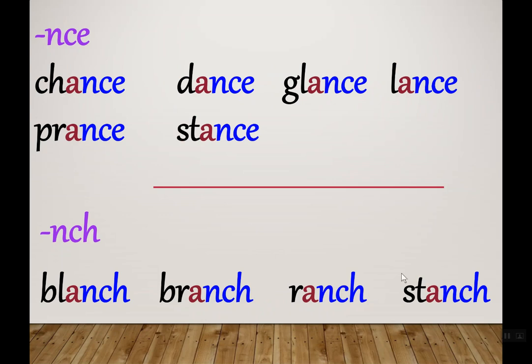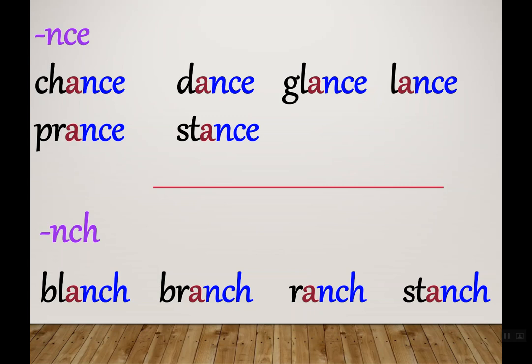We now move on to the next set of words. Chance, dance, glance, lance, prance, stance. Please note, after A, we have the consonant cluster. We have a set of three consonants after A, N, C, E in all these words. So when you hear the sound ans at the end of a word, the spelling will mostly be A-N-C-E.